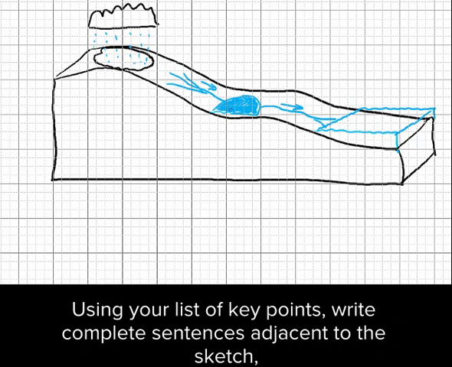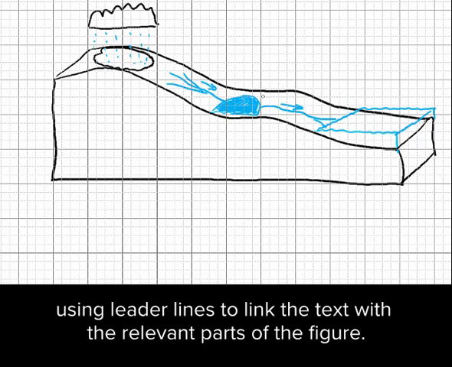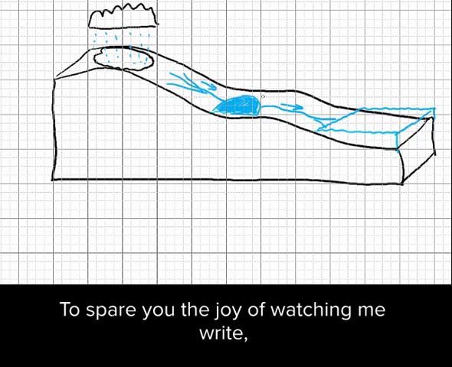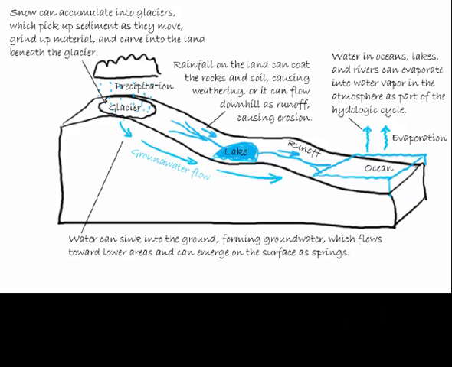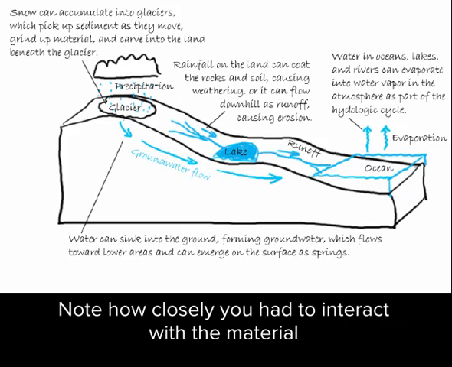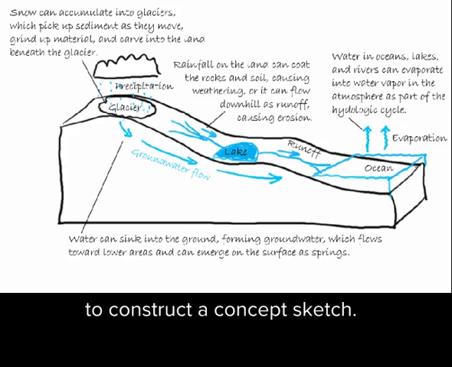Now you're ready to describe in your own words what is going on in the sketch. Using your list of key points, write complete sentences adjacent to the sketch using leader lines to link the text with the relevant parts of the figure. To spare you the joy of watching me write, I'll just have the text I was going to write appear, like magic. We're done.